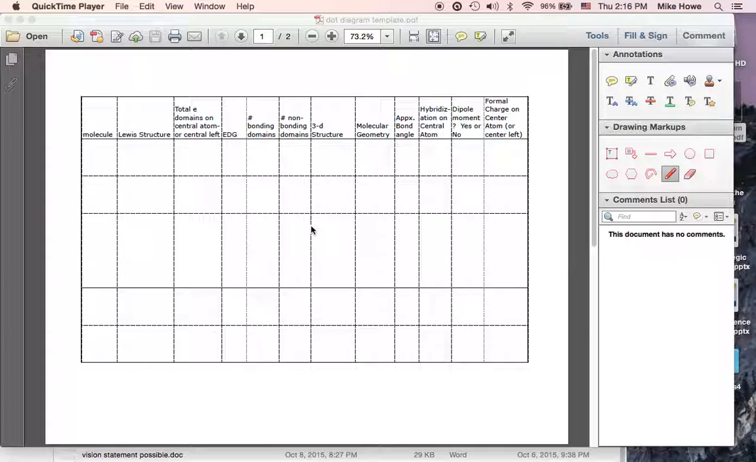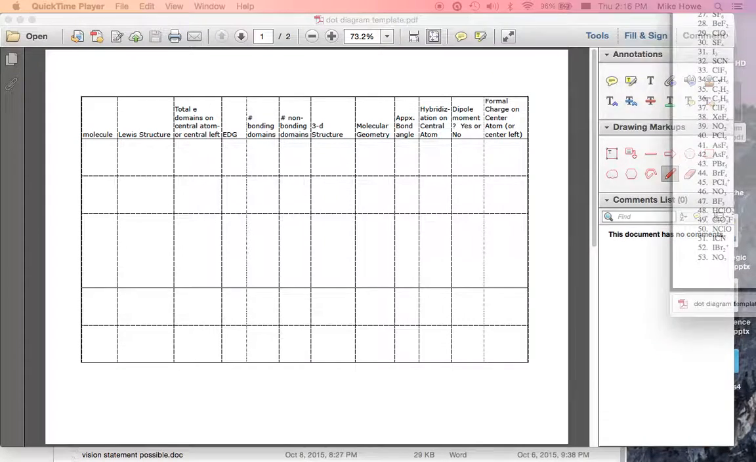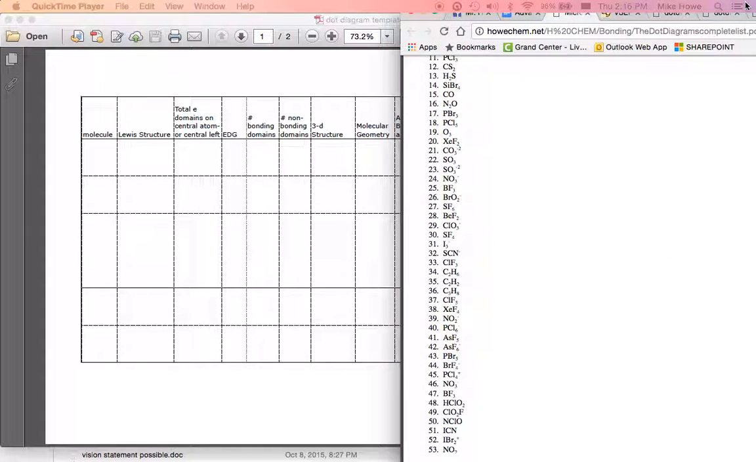Hello everyone, we're going to do this little review video that I promised about how to draw dot diagrams, and I'm going to show you how to complete the chart over to molecular geometry. So taking a look over here at our dot diagram list, I'm going to do number 22 and number 23. So two examples and just take you all the way through the chart.